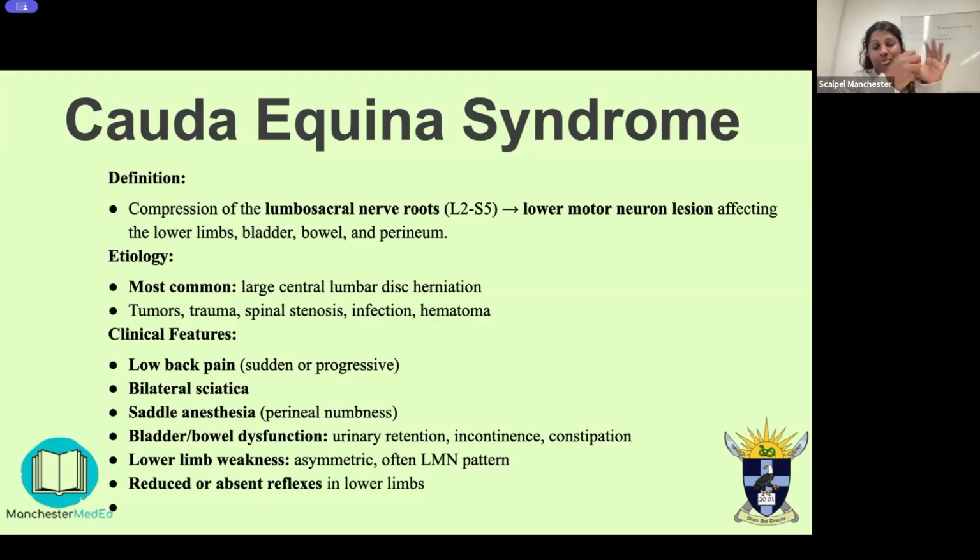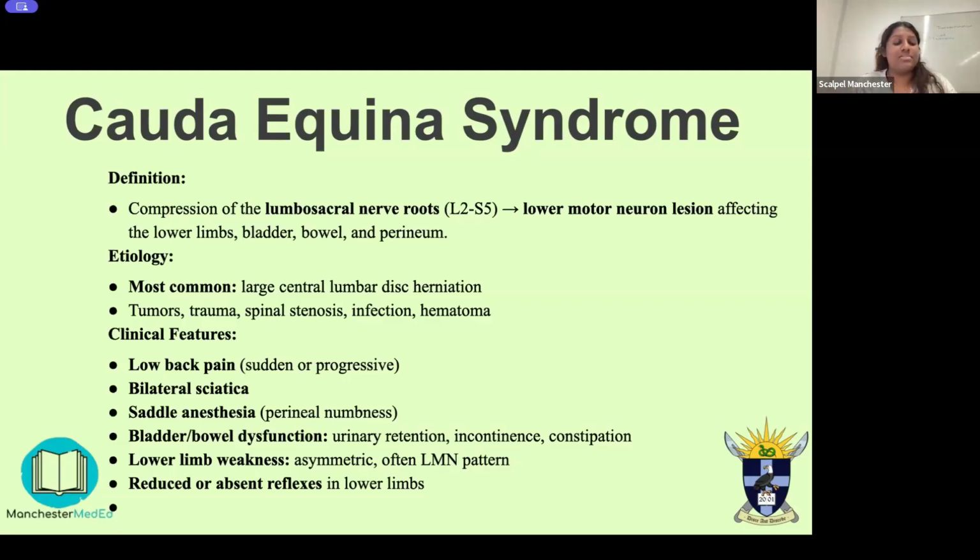So a tumor will compress the spine. Trauma will push the bones of the spine onto the spinal cord. Spinal stenosis narrows the canal, causing compression of the spinal cord. Infection, same thing, inflammation, and hematoma. If a lumbar disc herniates, which is basically the discs between the bones that stack in the spine, if that pushes onto the nerve, that directly cuts off all of the communication in the nerves.